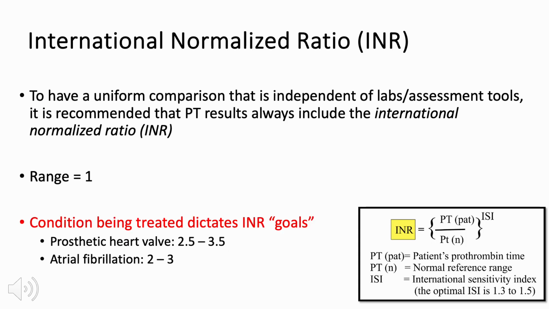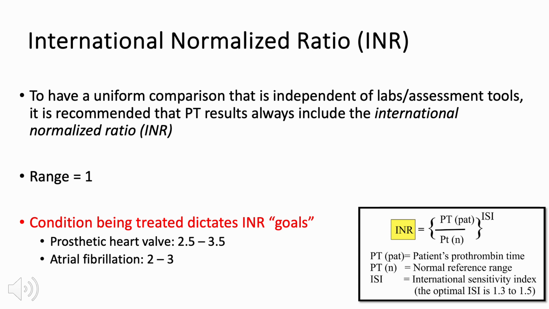So the INR is this uniform comparison measurement that we can use that's independent of labs and assessment tools, such that if I order an INR in location A, it means the same as the INR in location B. I don't have to worry about different assessment techniques, different labs that I would if I ordered a CBC in my in-house CBC machine versus sending it out to LabCorp. The normal INR is 1.